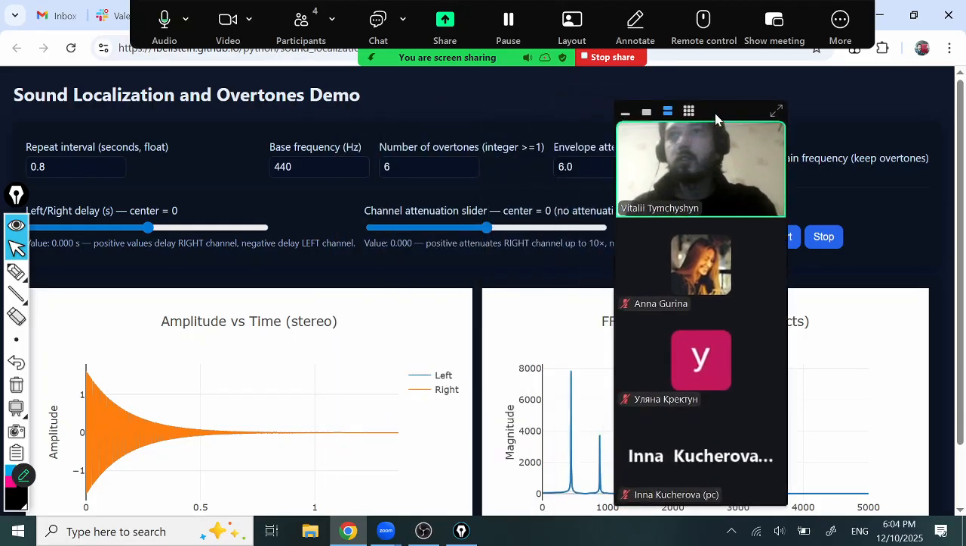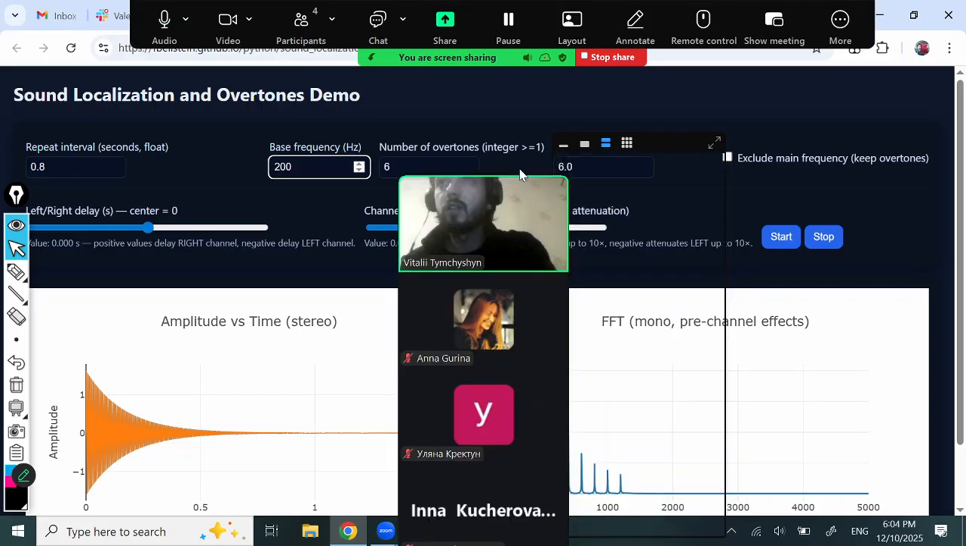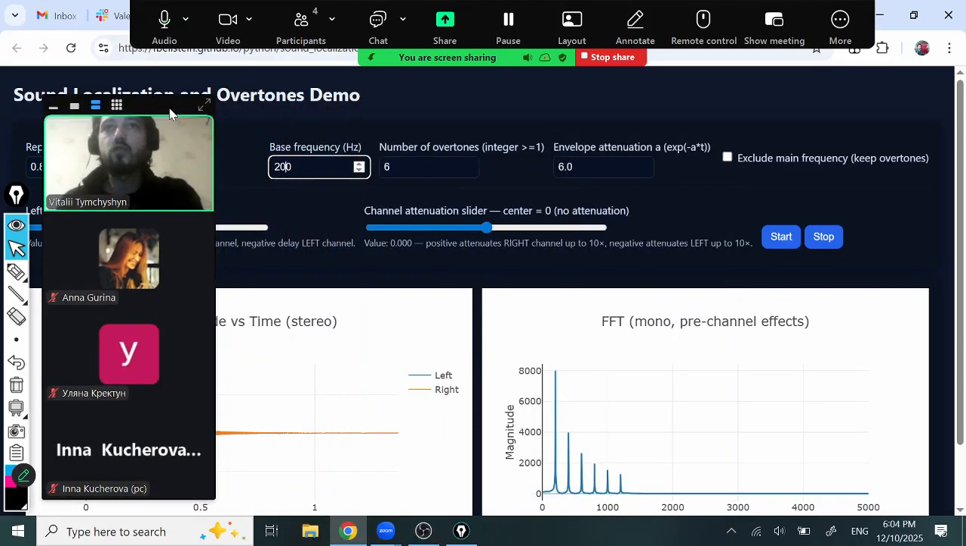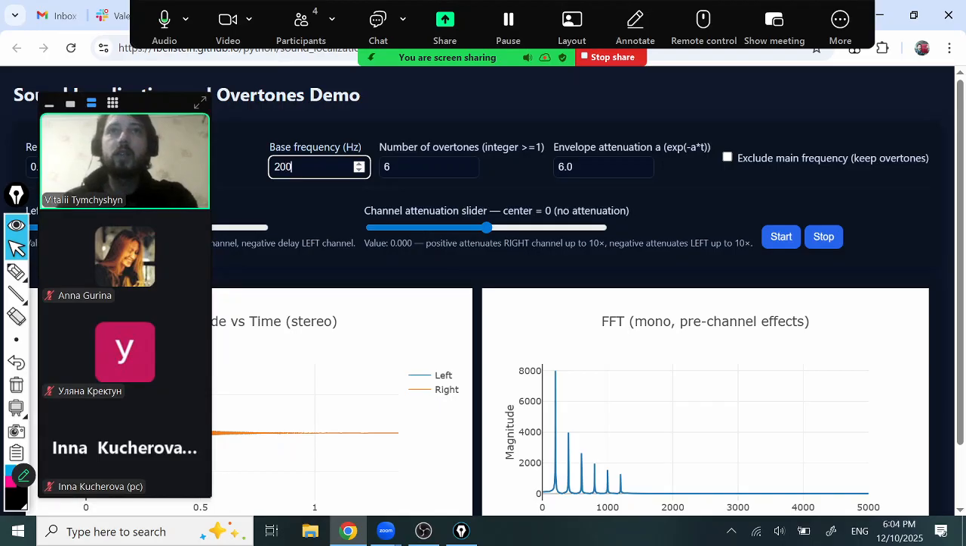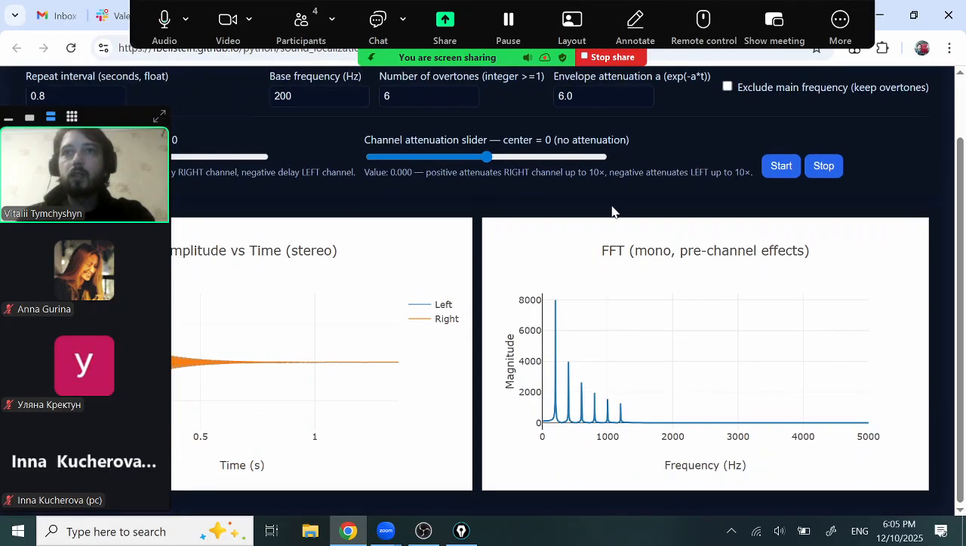So we'll be able today to check at least some things that I wanted to check. Here is the case we were not able to try yesterday. Here you see the base frequency of 200 Hz and some number of overtones. And if I start it, we were hearing some sound, and here you see the FFT, so the Fourier transform of that sound.